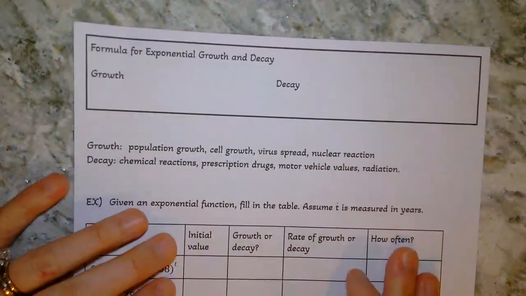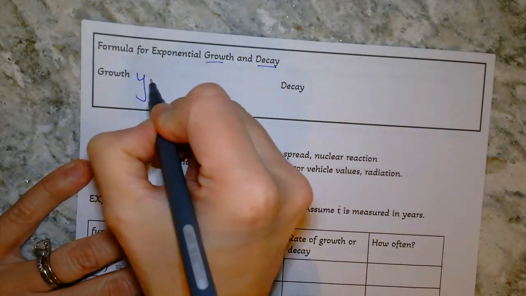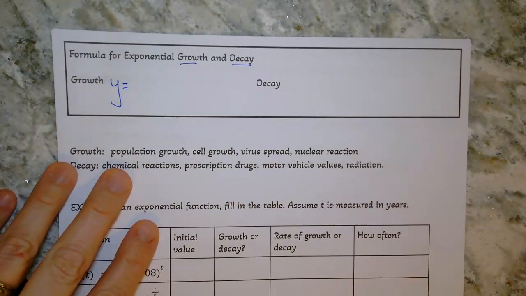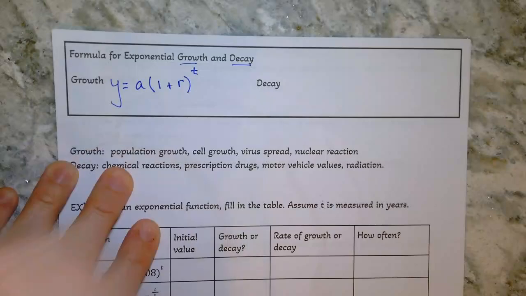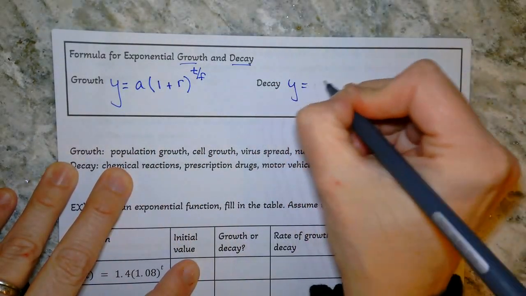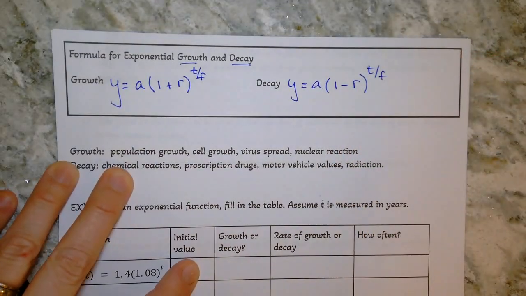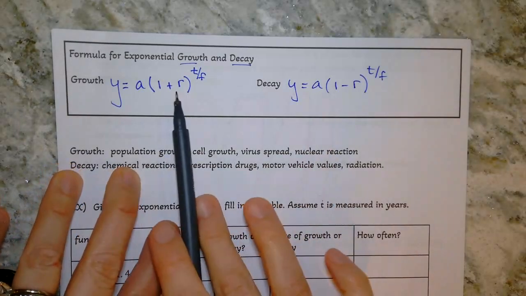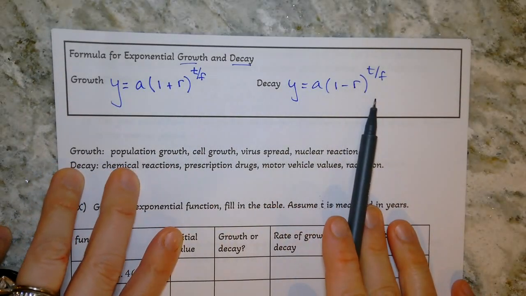Okay, so now we've got this big review from Algebra 1 here of the growth and decay formula. So if it's growth, we're going to have y equals a times 1 plus the rate to the time. You could divide that by the frequency like we've been doing. And y equals a times 1 minus the rate to the time. And again, you can divide that by frequency like we said. So do you have to memorize these? Absolutely. This was a big part of Algebra 1, I think, or at least it used to be. I still think you do a bunch of this in Algebra 1.